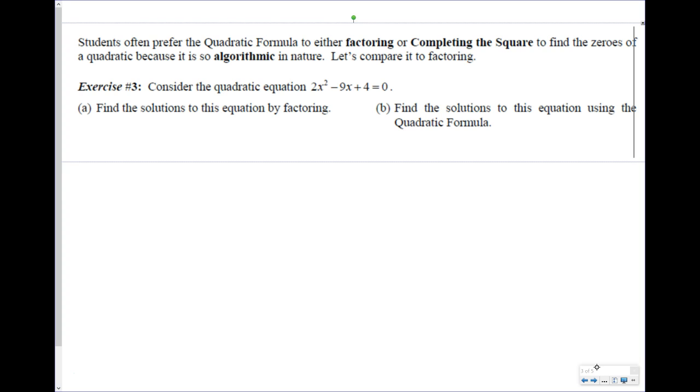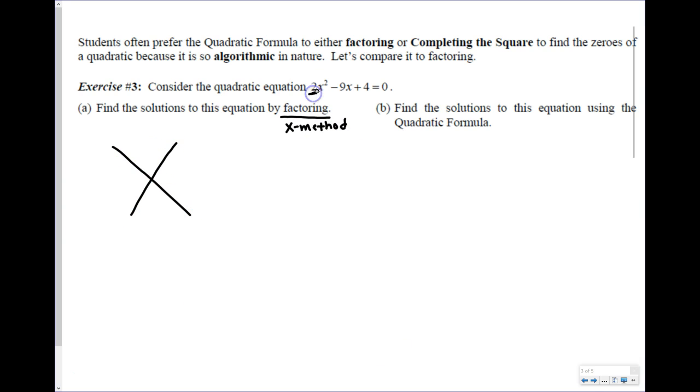So exercise 3 says, consider the quadratic equation 2x squared minus 9x plus 4 equals 0. Part A says, first solve this equation by factoring. Okay, so factoring means the x method. When I see factoring, I'm either going to think GCF or x method. So I'm going to make my x. I multiply the 2 and the 4 to get an 8 on top, and then the negative 9 goes on the bottom. Two numbers that multiply to 8 but add up to negative 9 are negative 8 and negative 1.